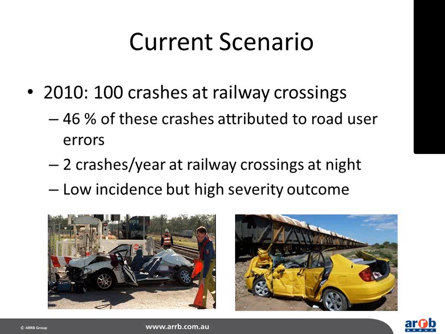So you might be asking yourself, 2 crashes per year at railway crossings at night is probably a low incidence, so it probably doesn't warrant any kind of treatment, especially lighting. But if you think about it in more detail, from a bigger approach, a crash at a railway crossing has quite severe consequences. It might be low incidence, but the outcome could be severe in terms of injuries, impact costs or compensation costs, etc.